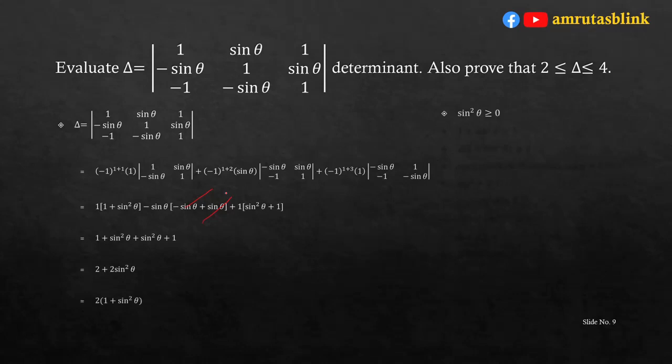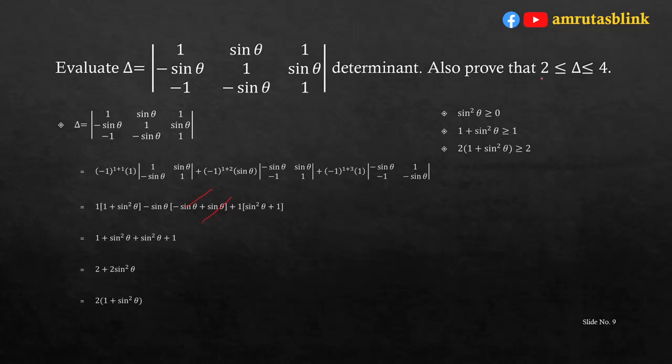Now, we know that square of any number is always positive. Hence, sin square theta will always be greater than or equal to 0. If we add 1 to both the sides, that is 1 plus sin square theta will be greater than equal to 0 plus 1, that is greater than equal to 1. Hence, we can say that 1 plus sin square theta is greater than or equal to 1. Now, we can multiply both the sides by 2. So, 2 into 1 plus sin square theta is greater than equal to 2.